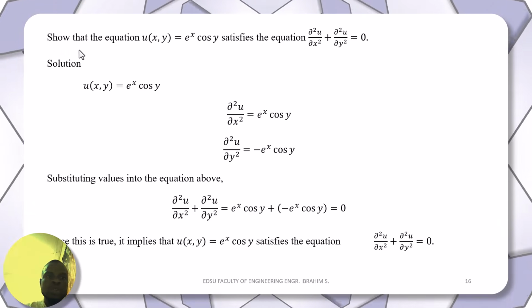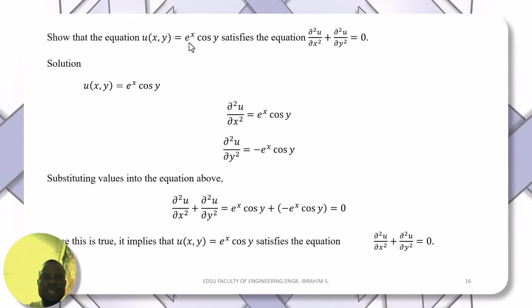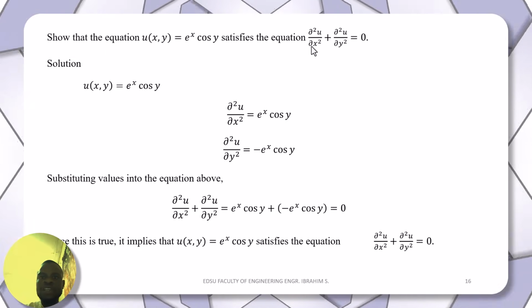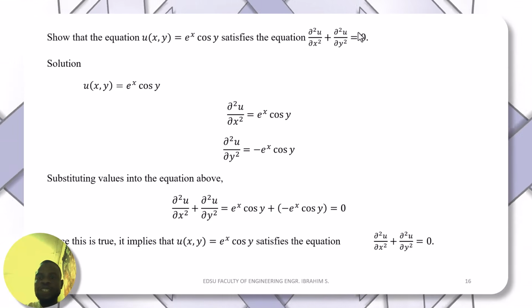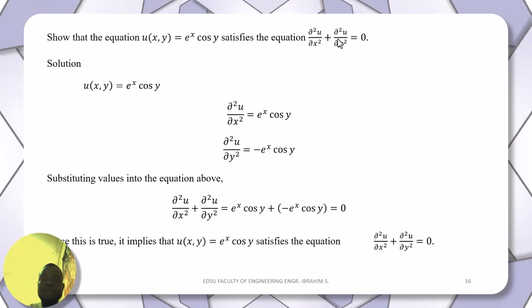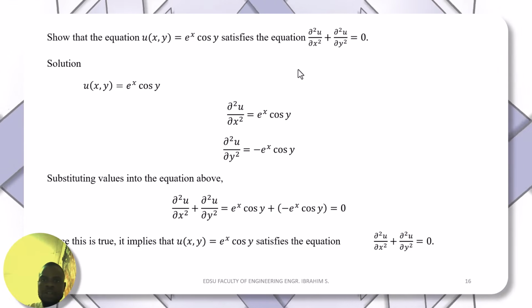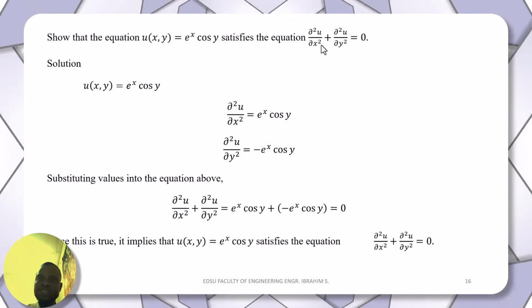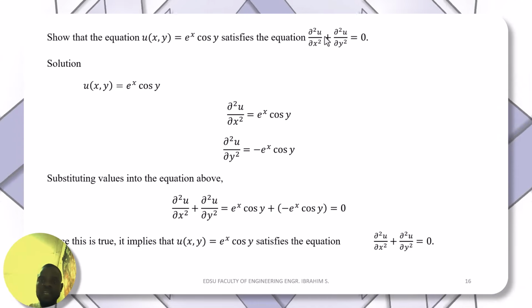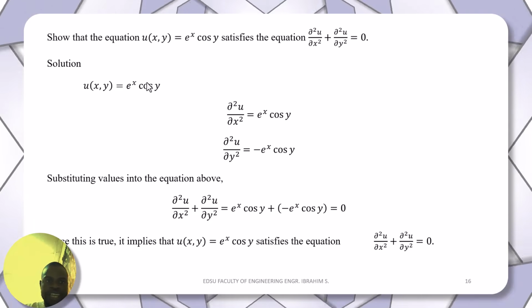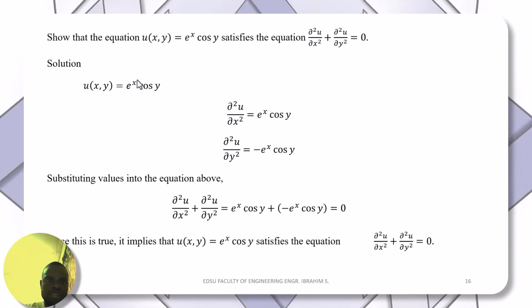Now we are to show that the function e to the power of x cos y satisfies what? The equation this, and don't forget this is what? Second order Laplace, two dimensional Laplace equation. Now the solution. So it's simple. You look for it with respect to x in second order and with respect to y in second order also. So I have what? e to the power of x cos y.